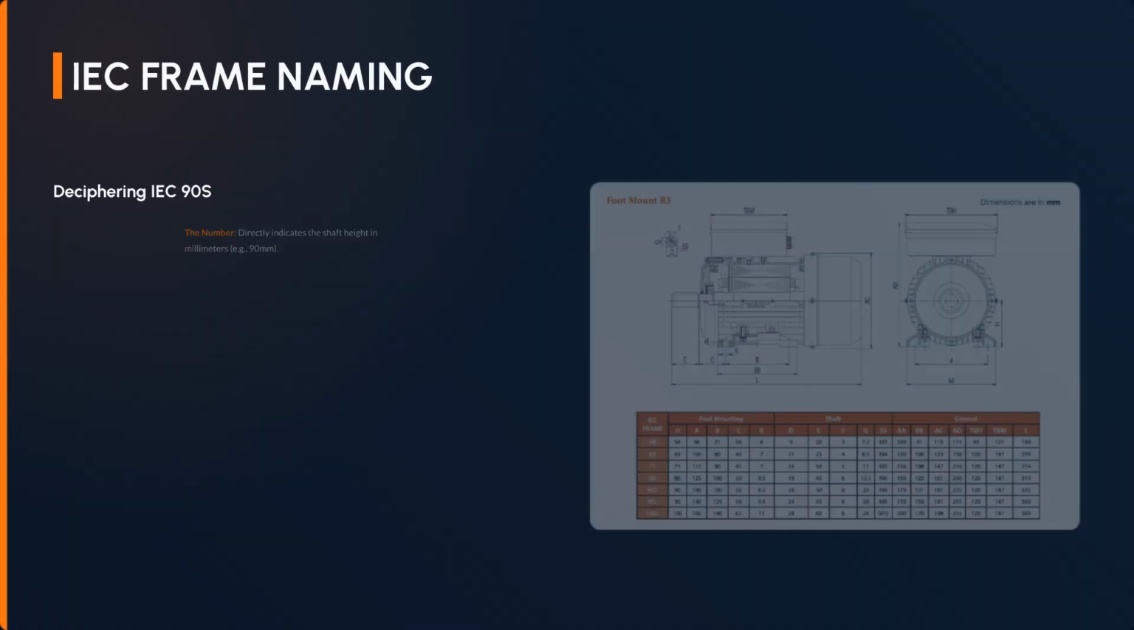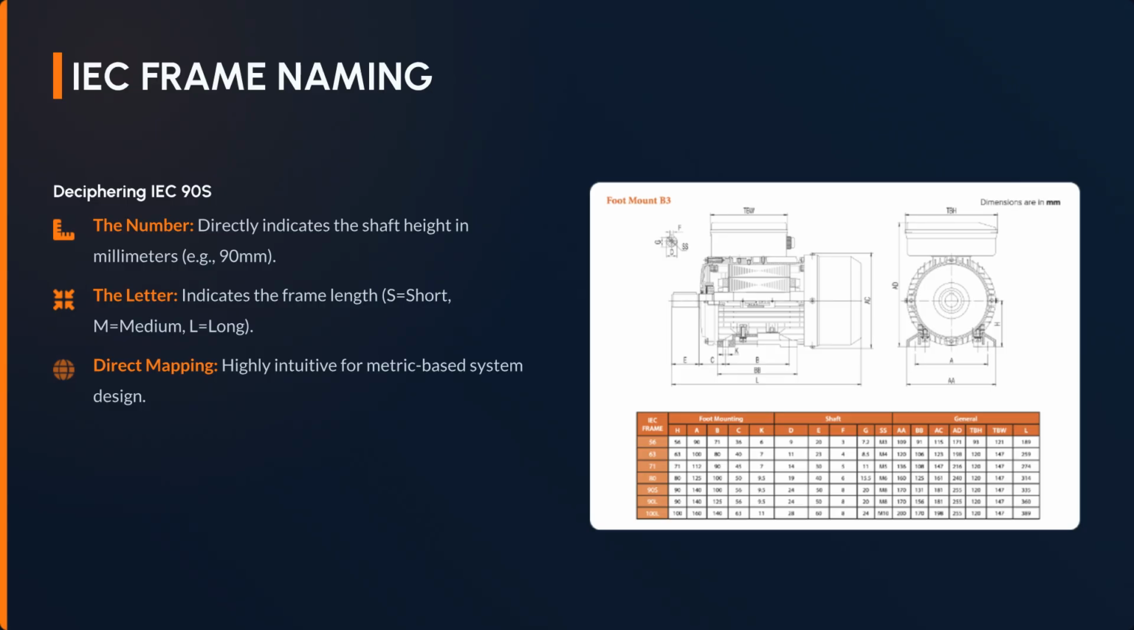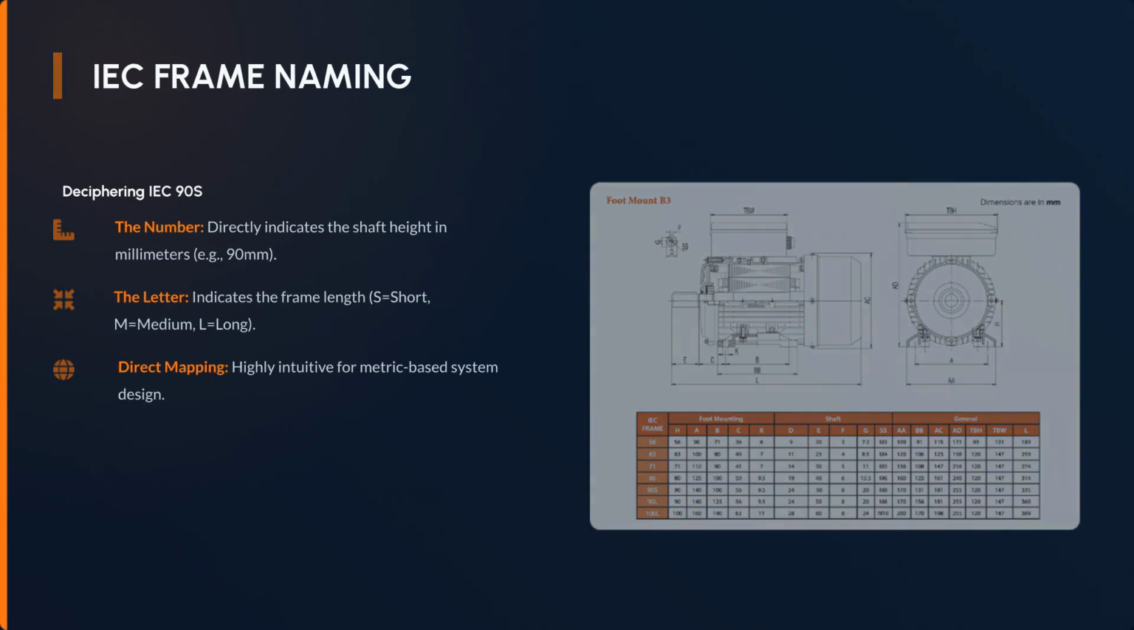For IEC frame naming, like 90S, the number directly indicates the shaft height in millimeters. The letter indicates the frame length, S for short, M for medium, or L for long. This is highly intuitive for metric-based systems.